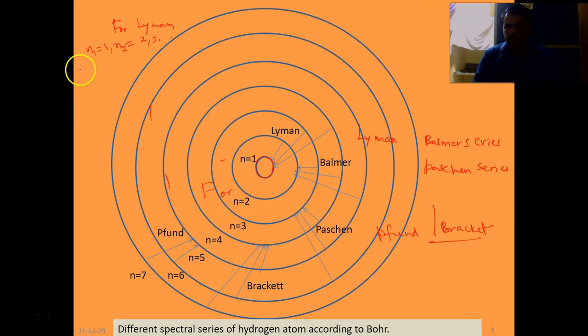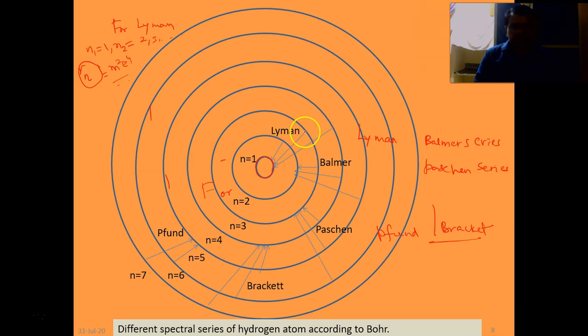So the energy or radius of the orbit we already know, that is energy will be something proportional to m square e to the power of 4 divided by something, like this. There we have to take care of n1 and n2. When an electron transits from higher energy levels to the first orbit, then Lyman series spectral lines will be formed.